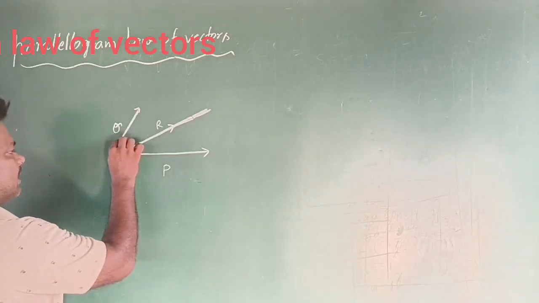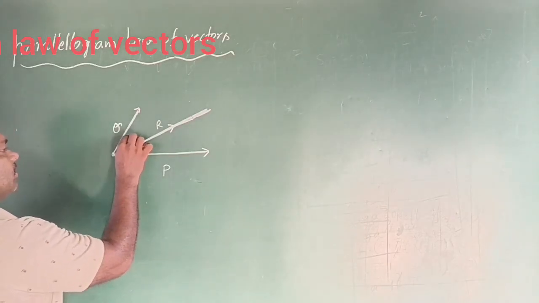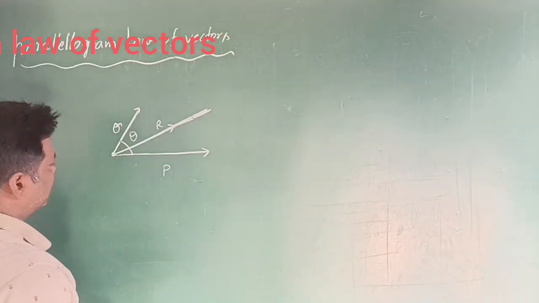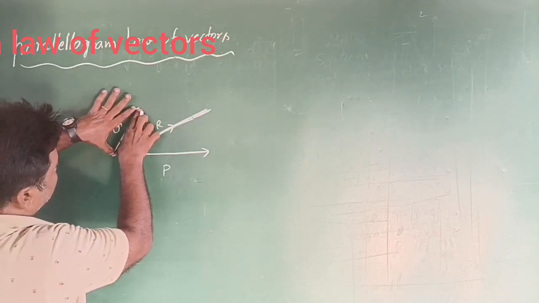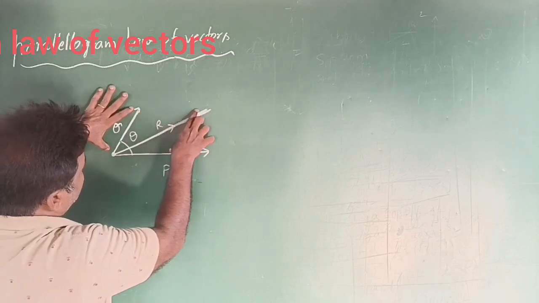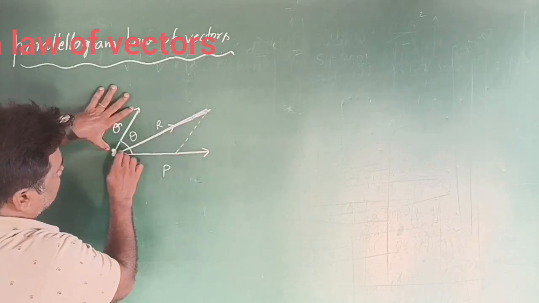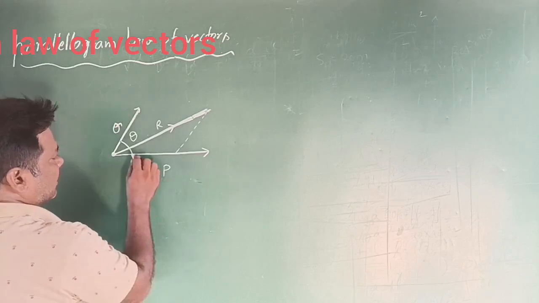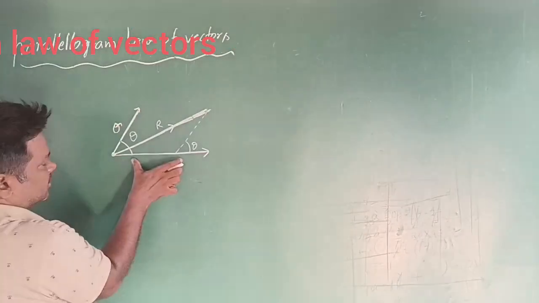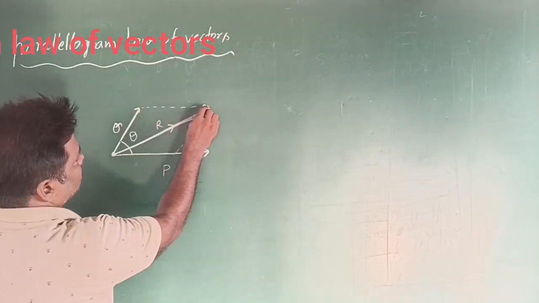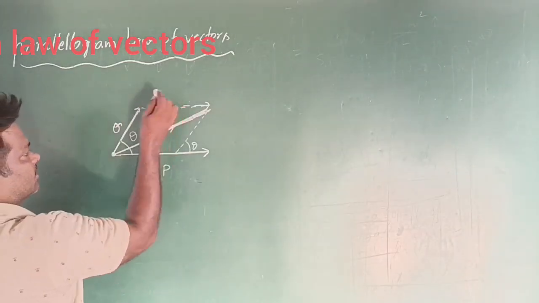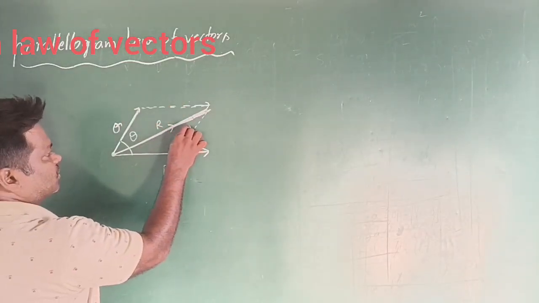Okay. Now, what is the angle between P and Q? The angle between P and Q is theta. Then the shape of the parallelogram: just draw a similar vector parallel to this, like this. Look, are they parallel or not? Again, the angle between P and Q is theta only. Just draw this one parallel to this one. This is also P, and this is Q, this is Q.